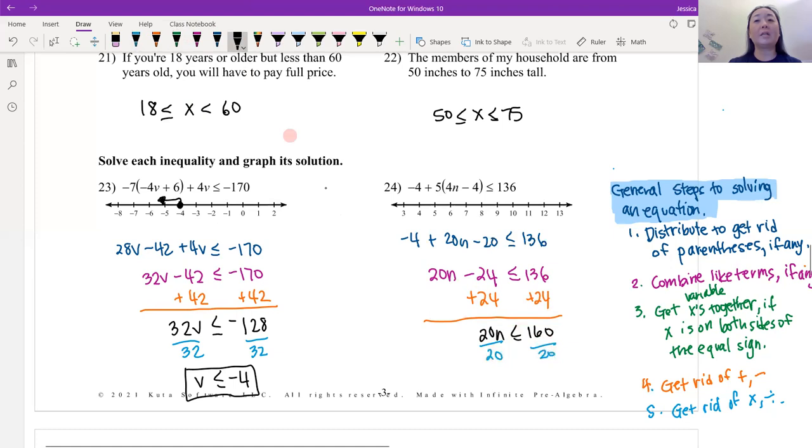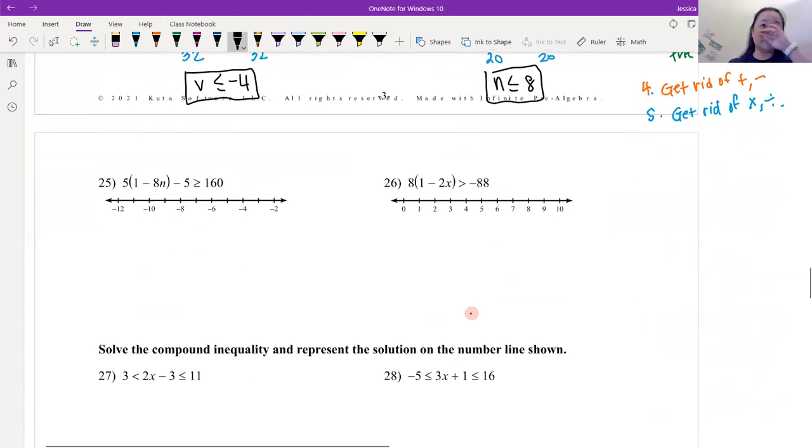And then we know that n is less than or equal to 8. If you go right here, 8 is filled in because it is equal to, and it says less than, so we go to the left. All right, we're gonna keep on going. Let's see what we could do without the steps, right?